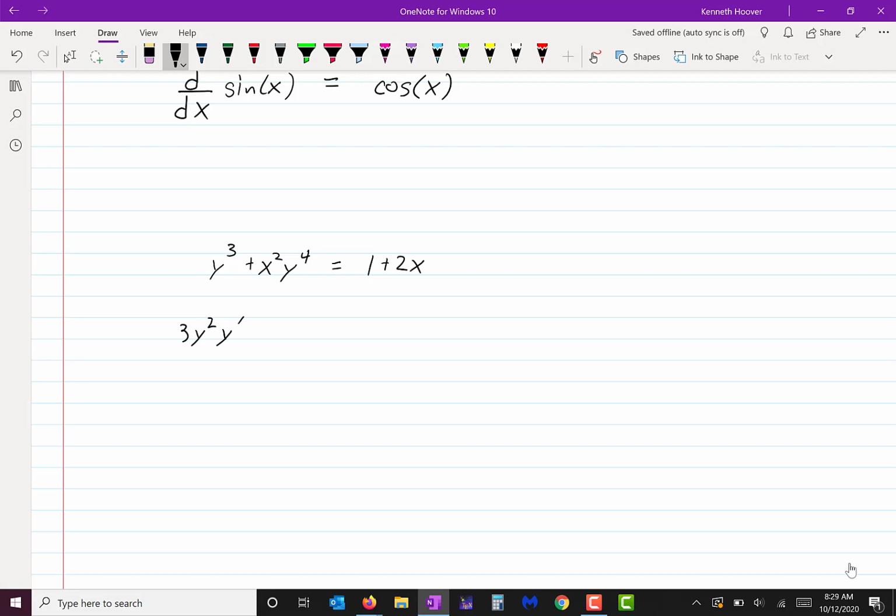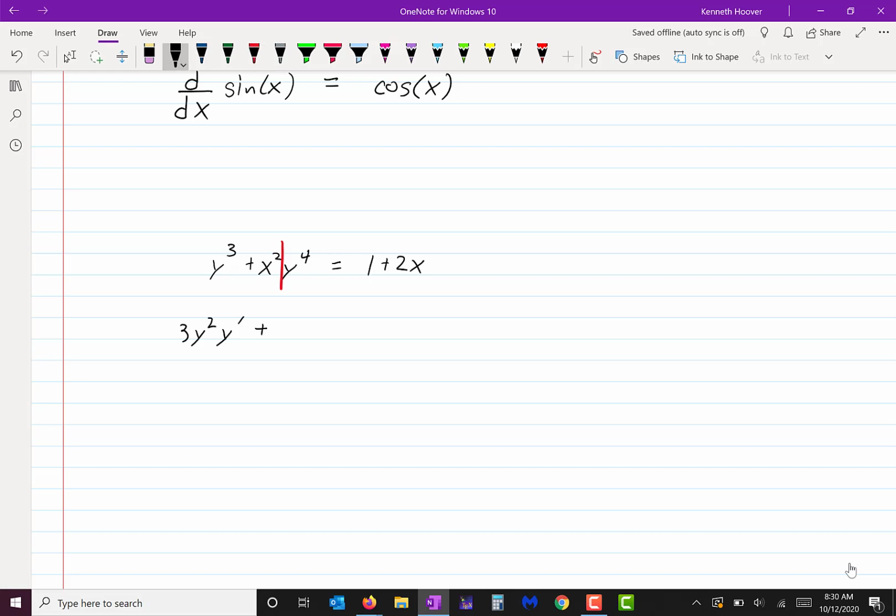Okay? And then plus, and now we have another term. Now, let's be careful here. I have two functions of x multiplied together. We have x squared, and we have y to the fourth. Remember, we're treating y as a function of x. So x squared is a function of x, and y to the fourth is a function of x. And I have those two functions multiplied together in a product. So to do the derivative, I need to use the what? The product rule.